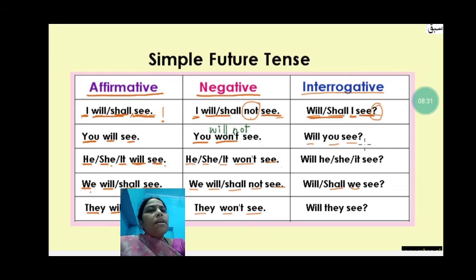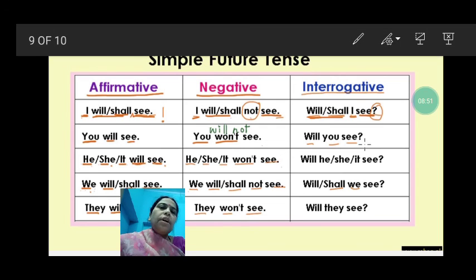Okay. In the negative we have used won't or shan't, and in the interrogative we have started with will, and in the affirmative we have used subject plus will or shall plus verb plus the object. So here there is no object, only the verb.